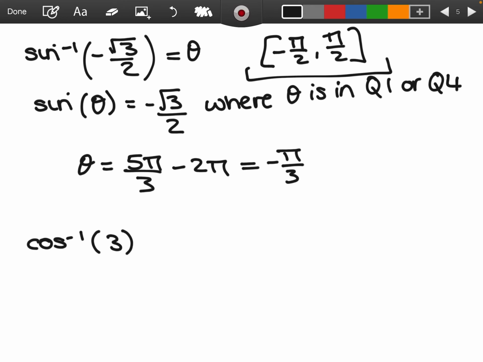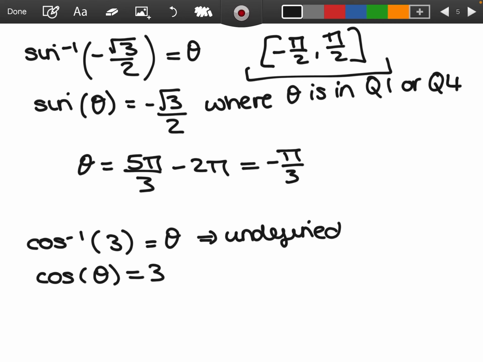How about cosine inverse of 3? Okay, again, set it equal to theta. That tells me that cosine of theta equals 3. There's a problem here. Cosine of an angle is always between negative 1 and 1. You can't have cosine of an angle equal 3. Therefore, this theta is undefined. It is not possible to find a theta such that that is the case.